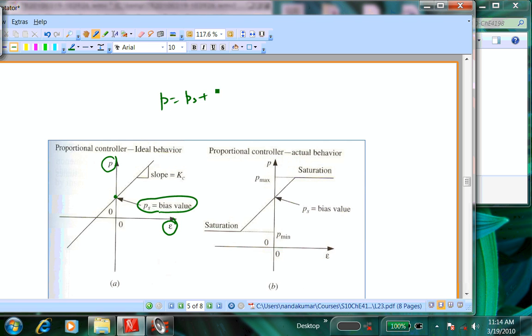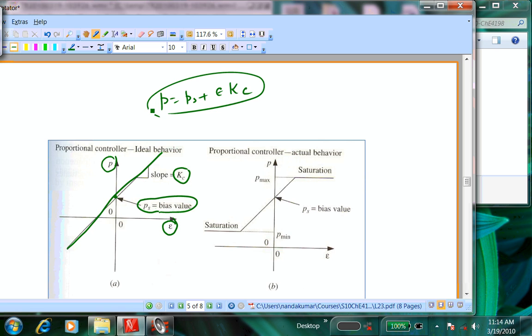P is equal to Ps plus epsilon times Kc. That's an equation for a straight line. Okay, so that is this line with a slope of Kc, which is a controller gain. Okay, but the question is, will that kind of a transfer function work for a real valve?